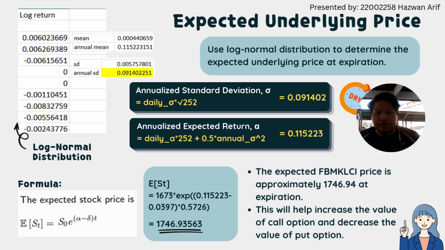And then from the formula for expected stock price, we get that the expected FBM KLCI price is approximately 1746.94 at expiration, and this will help increase the value of the call option and decrease the value of the put option. For a call option, when the expected stock price is higher than the strike price, the option has a good chance of being in the money.